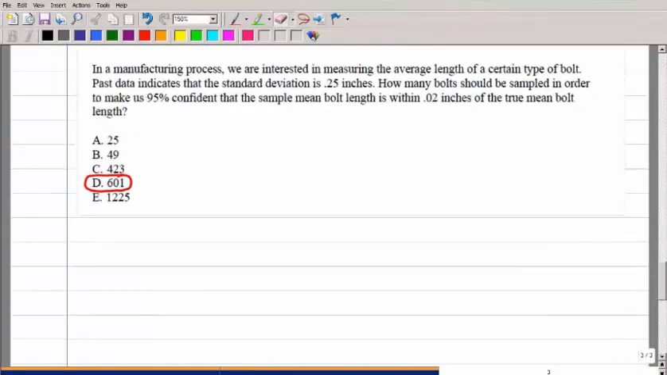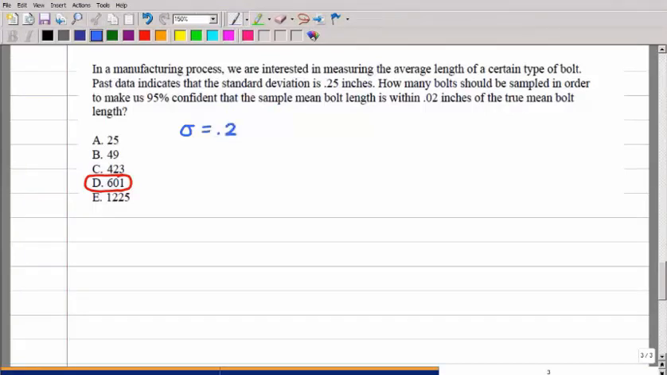Looks like I got one more example where it's not worked out, so you get to watch this one being worked out. I already have the answer there, so let's see how that works out. In the manufacturing process, we are interested in measuring the average length of a certain type of bolt. Past data indicates that the standard deviation is 0.25 inches. I'm going to call that sigma, but it's not a big deal if you say it's S. It's not going to hurt anything. The formula is not different.